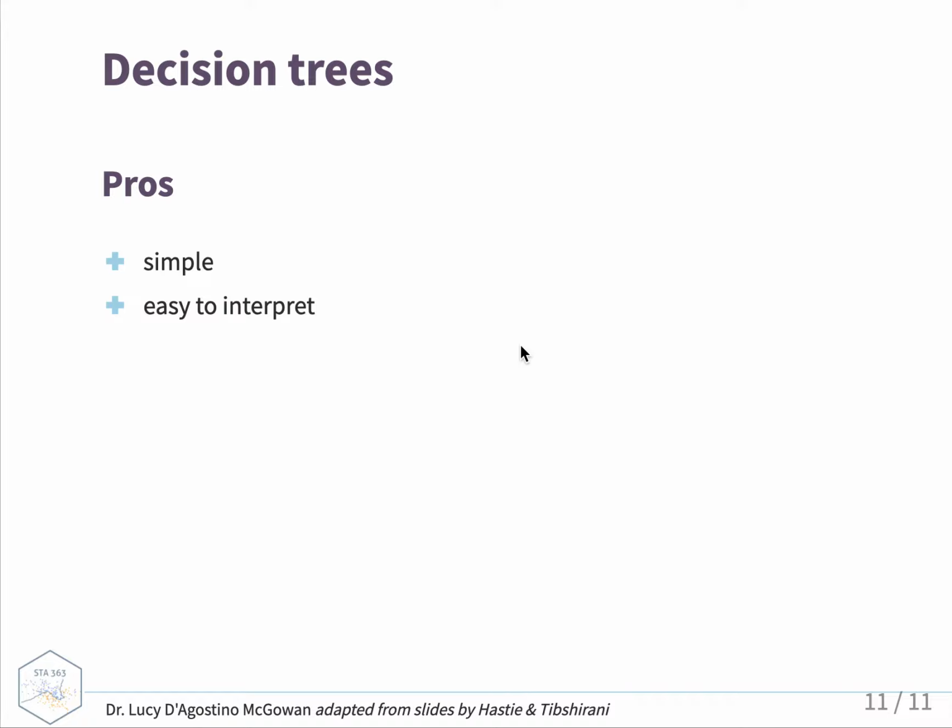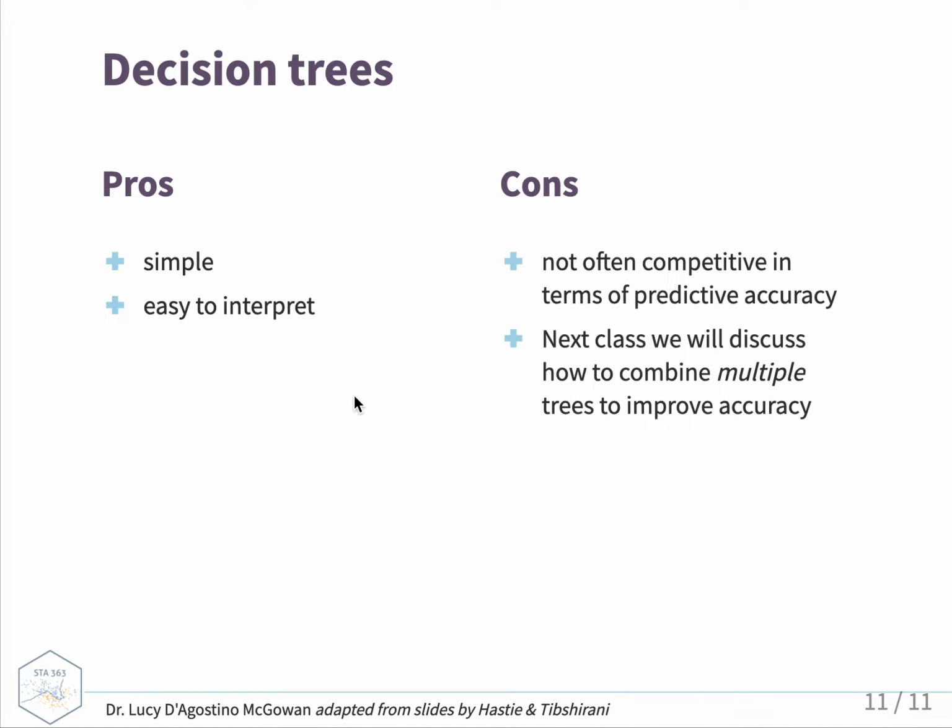So, okay, pros and cons of decision trees. The pros are that they're simple and they're easy to interpret. The cons are that they're not often competitive in terms of prediction accuracy. But next class, we're actually going to be discussing how to combine multiple trees, and this will really improve that accuracy and make them much better in terms of being competitive in that way.